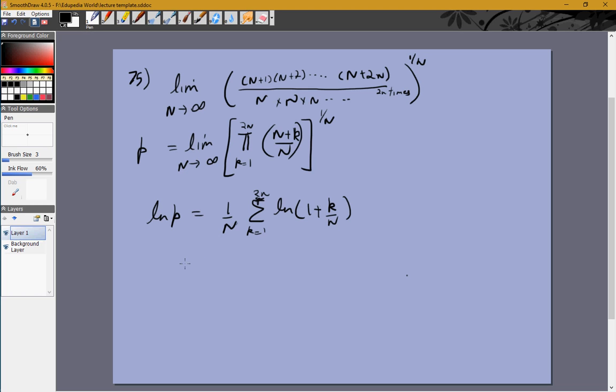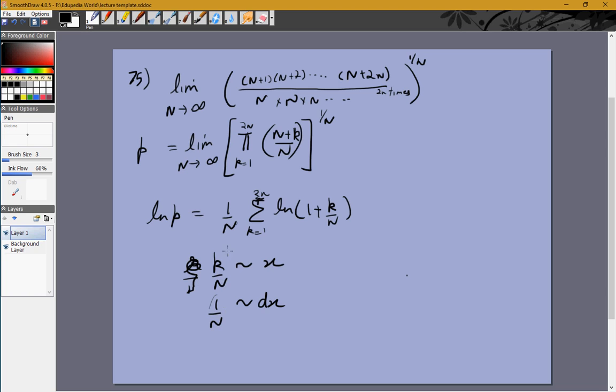What we'll do is write k by n as a variable x. Now k has an infinite number of values from 1 to 2n, and a small change in k will simply be 1. But that will be a small change in x. So 1 by n, which will be a small change in k divided by n, can be written as dx, because 1 by n is itself a very, very small number.